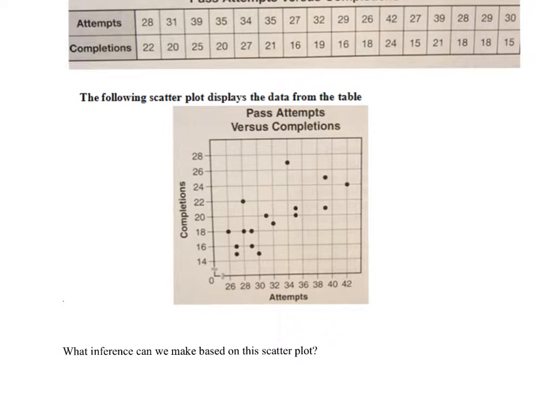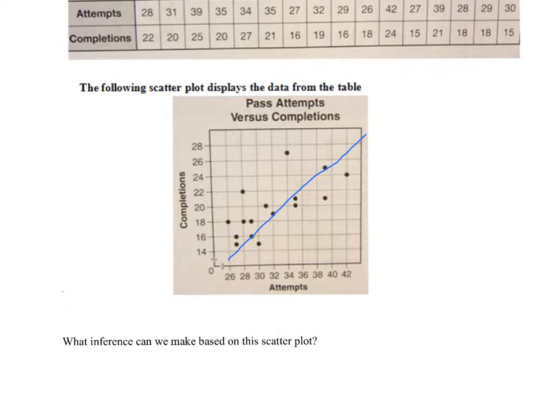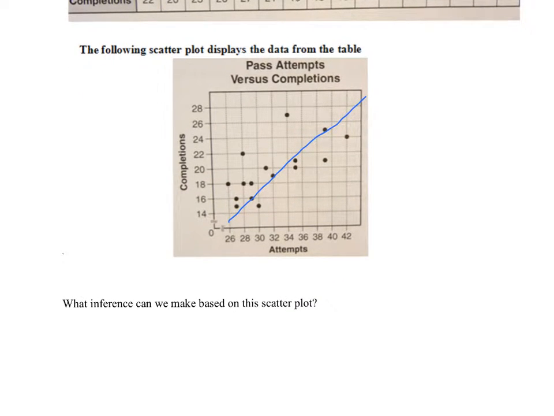And one of the things we talked about in class was a thing called the best fit line. And we can see that there's a relationship between the amount of attempts and the amount of completions. And we can see that there seems to be a bit of a positive slope going on with this data. So the inference that we can make is that for every attempt that he makes, as long as it increases, the amount of completions will increase. So it's a direct relationship.